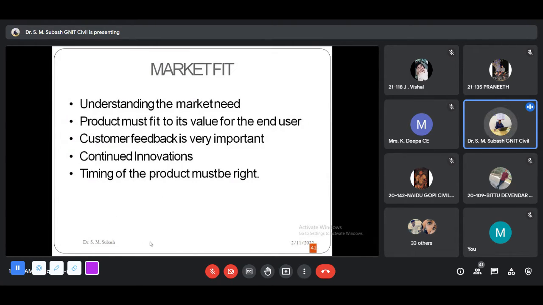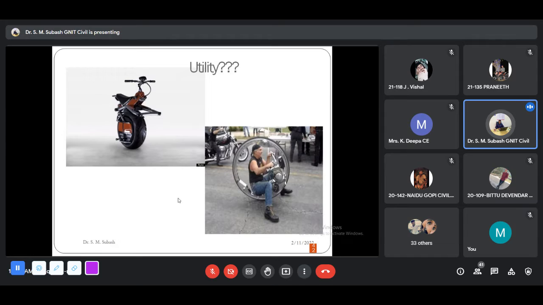And the timing of the product. Now the COVID situation came, mask factories, mask chains, the supply increased. The timing must be right. When there is a demand, at that time you have to release your product and get the profits. So what I said, same thing, utility.